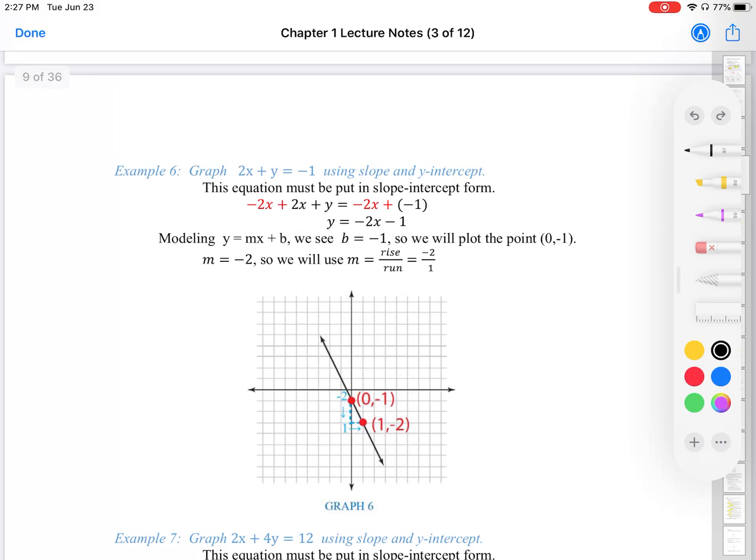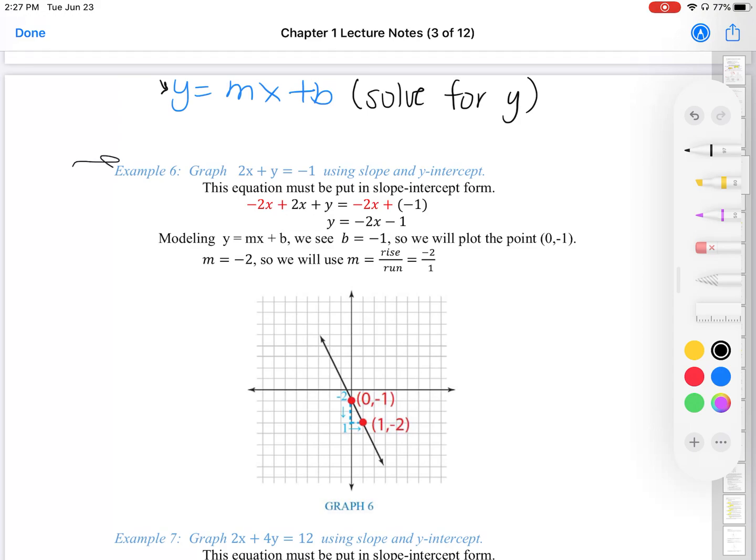Example 6. Graph 2x plus y equals -1 using slope and y-intercept. Okay, some work needs to be done. Recall that our equation of slope-intercept form is y equals mx plus b. So how do we reach this form if it's not given in this form? Your instruction is you must solve for y, meaning get y by itself. You see how it's all lonely? Make sure you get it by itself.